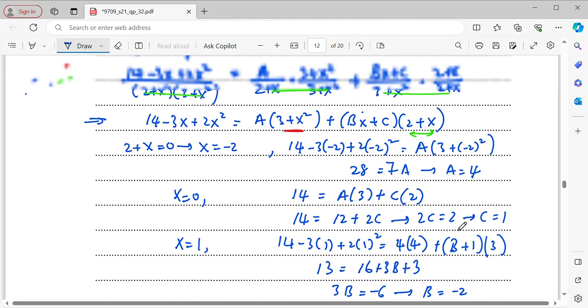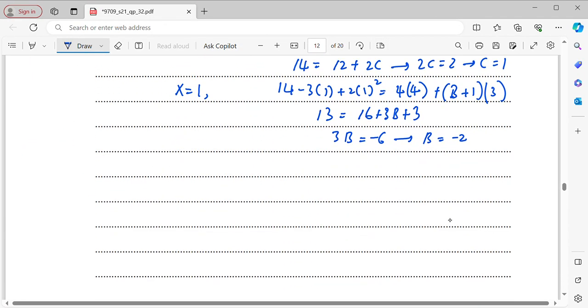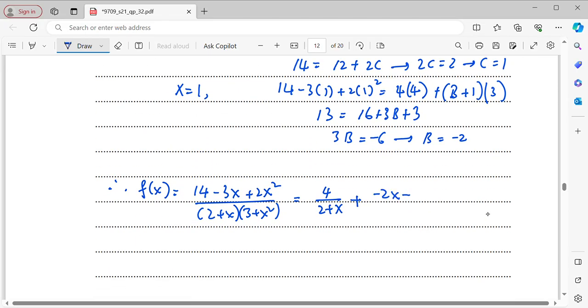So after you have found the A, B, C, just rewrite your partial fractions. Okay, so then your f(x) equals 14 minus 3x plus 2x squared over (2 plus x) multiplied with (3 plus x squared). This is going to be, the a is 4, the b is -2, then the c is 1. So I will write 4 over 2 plus x plus (-2x plus 1) over (3 plus x squared). So these are the partial fractions.